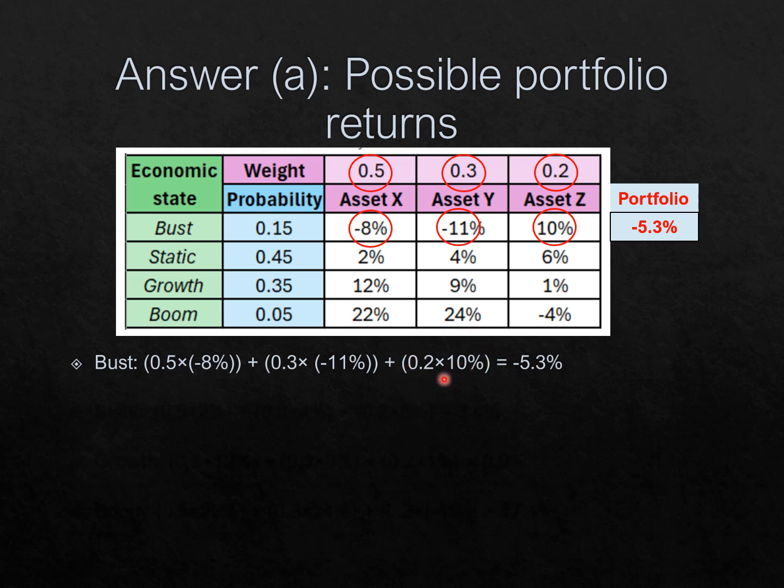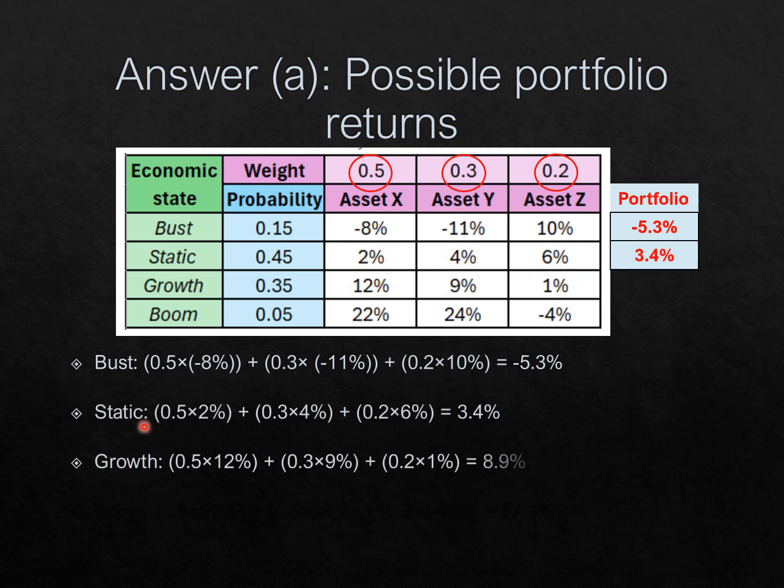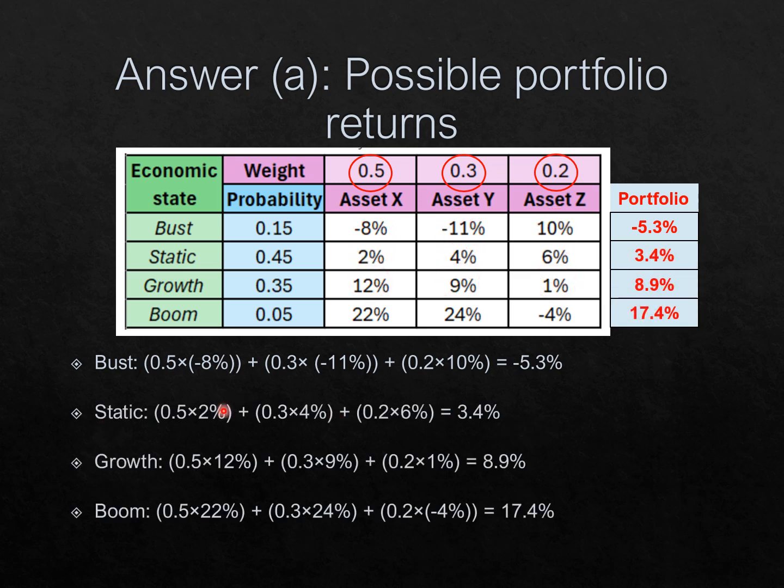Then you add all of this, you get negative 5.3. That's reflected here, all right? So you do the same for the other conditions, like static, growth, and boom. And this is what you would get. For static, it will be this, okay?